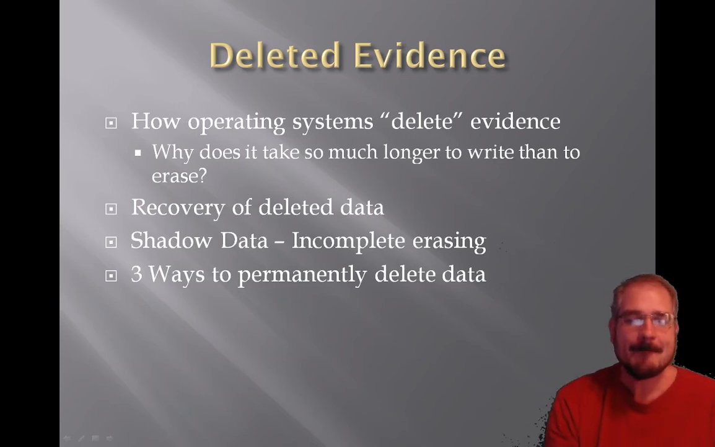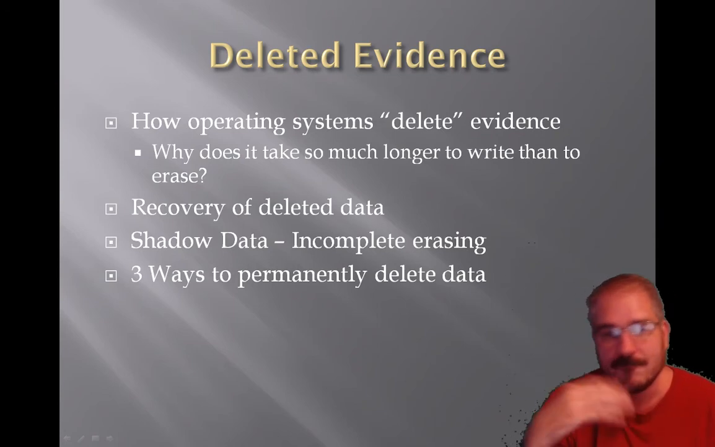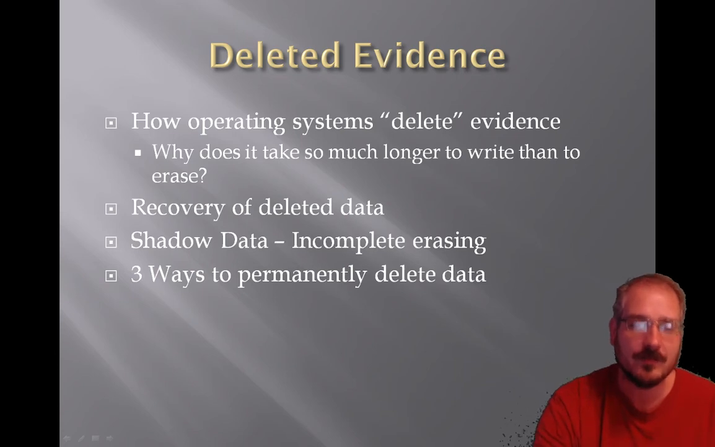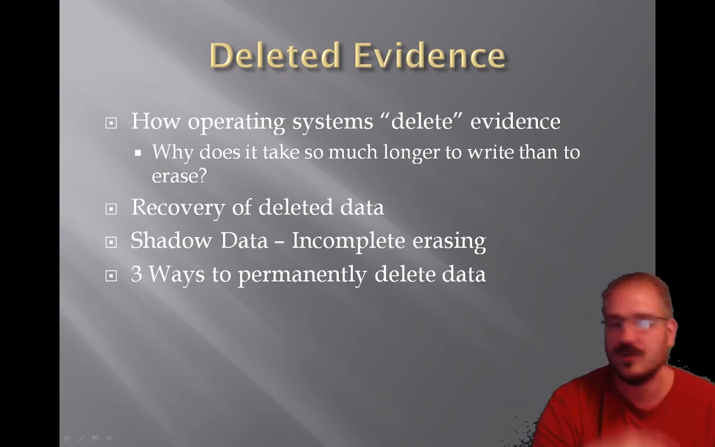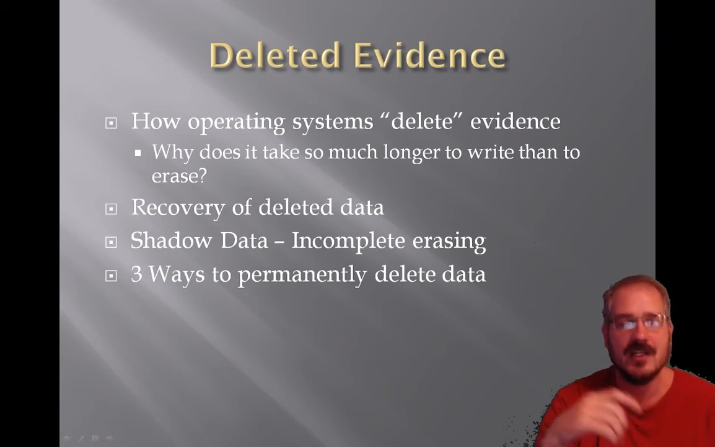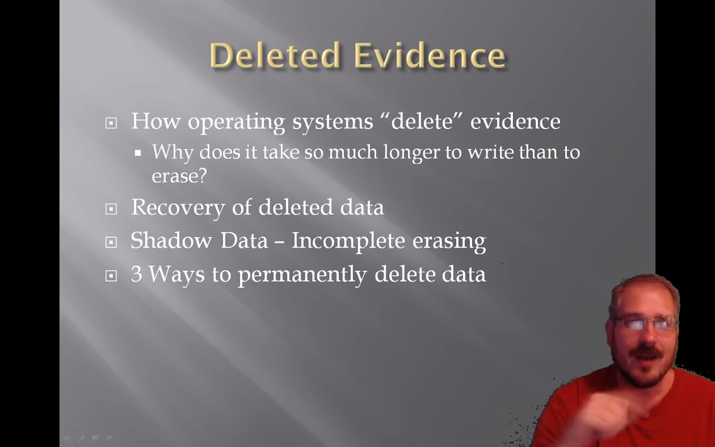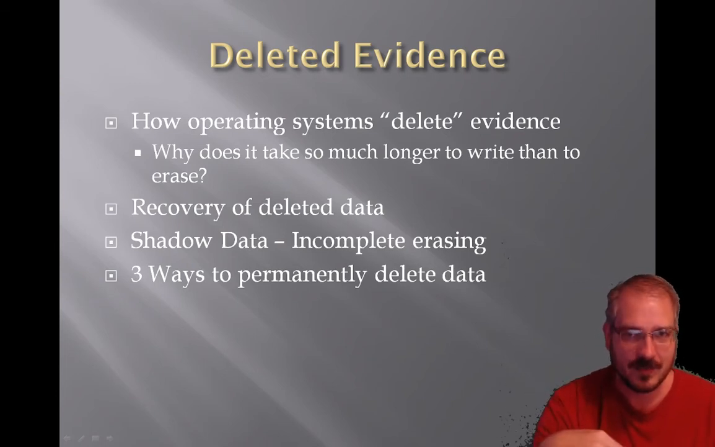Okay? Now, there are three ways to actually permanently delete data. The first is wiping, right? The thing we talked about in the previous subsection, where you go over either the entire hard drive or just a small part of the hard drive, and you write ones and zeros, ones and zeros, ones and zeros. That overwriting process will permanently delete something. Most of the time, even overwriting it once will permanently delete it.